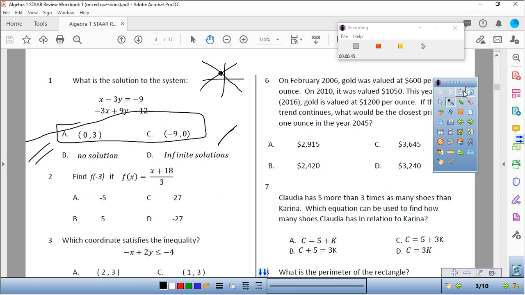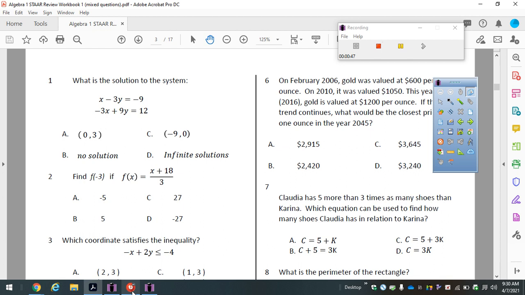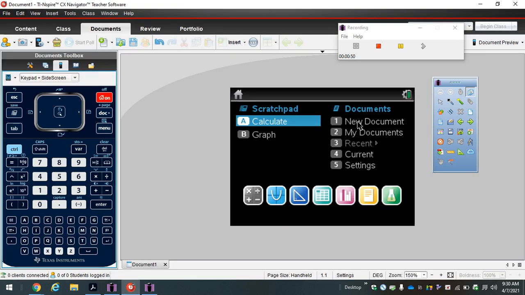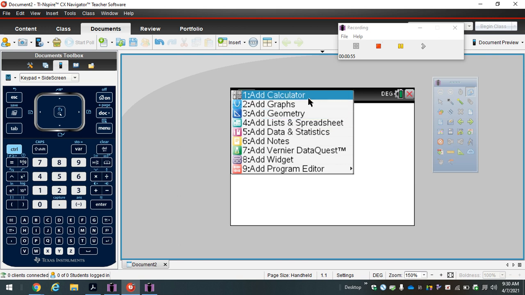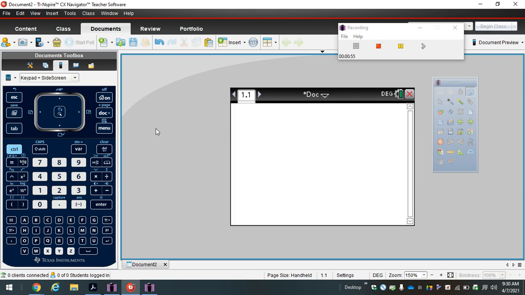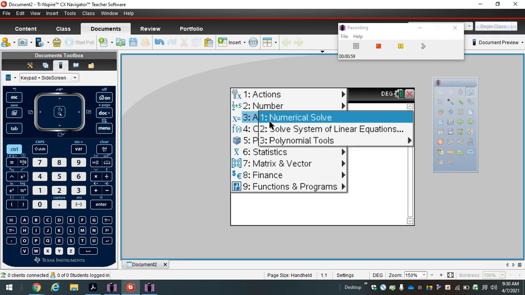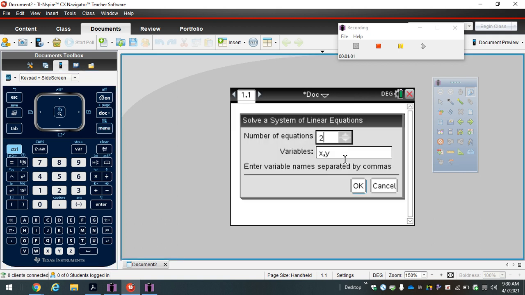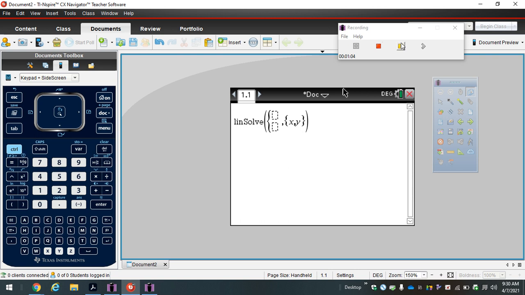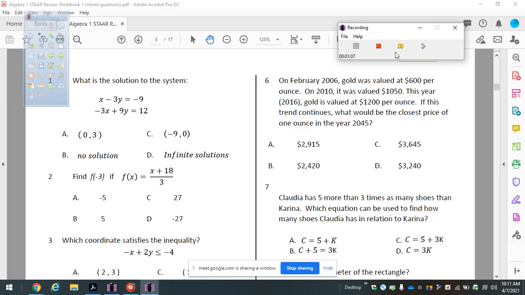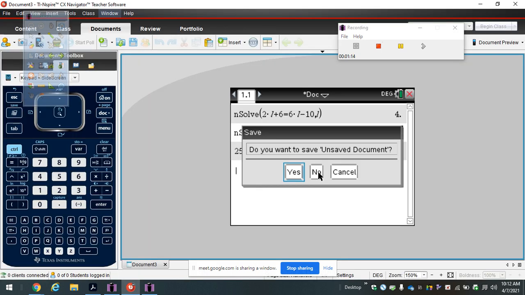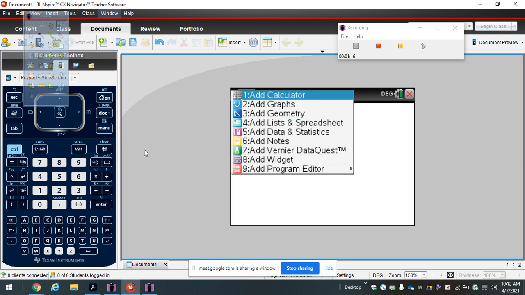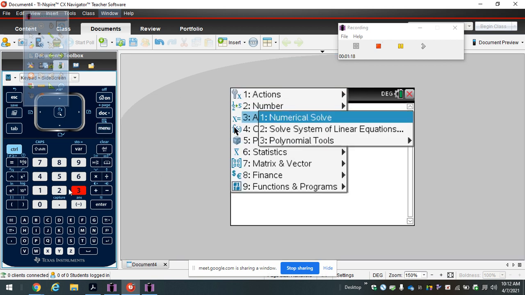If you don't mind, I'm going to use the calculator for this one. Turn it on, go to calculator. Menu, 3, 1, solve. Bring up systems of two equations and type in the equations right there. We're going to type x minus 3y is equal to 9. Menu, 3, 2.